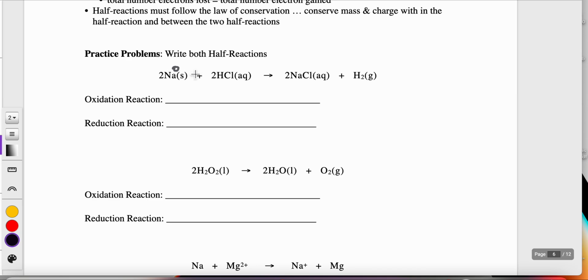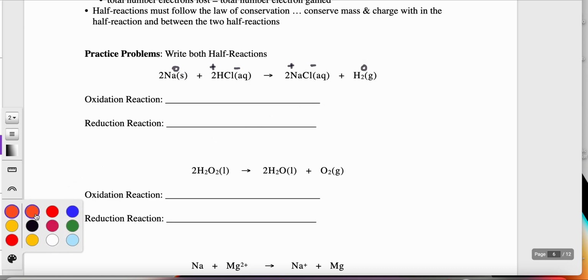Element, 0. H bonded to a nonmetal, +1. Cl has to counterbalance, -1. We have a compound, Na, group 1 is a +1. Cl needs to supply enough to cancel it, -1. H2, diatomic element, assign it a 0.